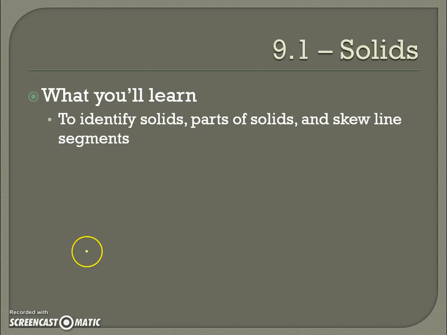Hey guys, we're going to be jumping into chapter 9 here, where we're going to be talking about three-dimensional geometry. So today we're talking about solids. What you're going to learn is to identify solids, parts of solids, and skew line segments. Let's go ahead and jump in. I'm going to give you a warning right now. A lot of vocab in this section, so start loosening up the old wrist muscles.